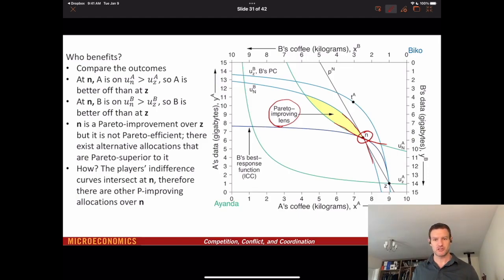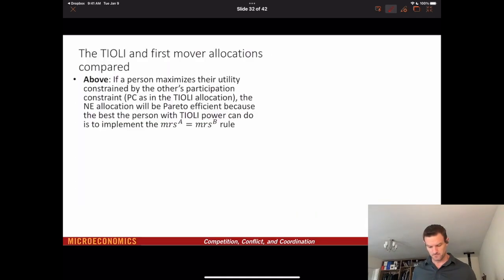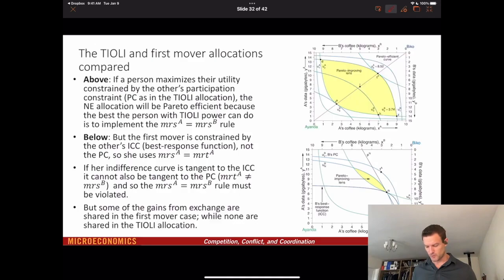Point N is not Pareto efficient because there exist alternative Pareto superior points to point N, right? And as a result, we see that unlike in take it or leave it power, the outcome of the interaction with price setting power is Pareto inefficient. So just a reminder, what are we seeing here? The allocations from take it or leave it power, TA and TB, those ones are Pareto efficient because the players' marginal rates of substitution are equal. When we look at point N, the Nash equilibrium of the price setting game, when Ayanda has price setting power and Biko does not, what do we see there? The outcome is not Pareto efficient because the players' marginal rates of substitution are not equal.